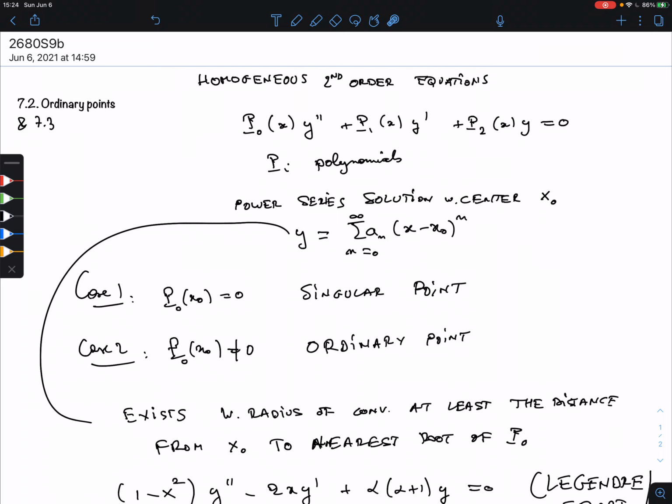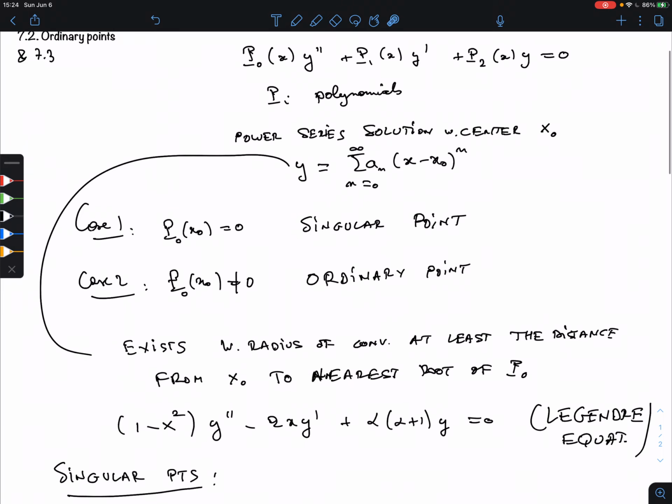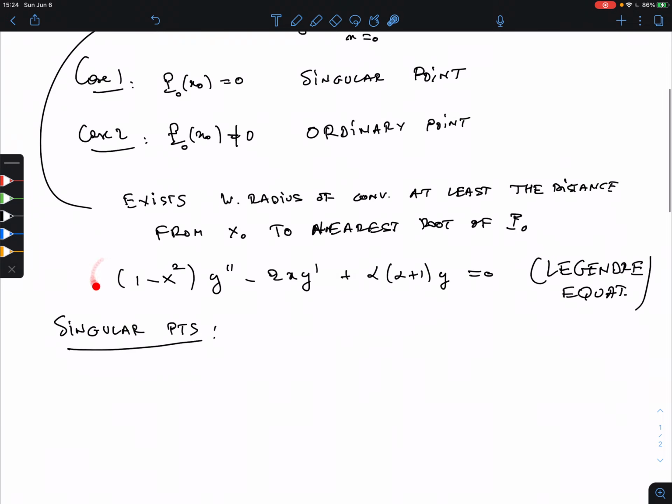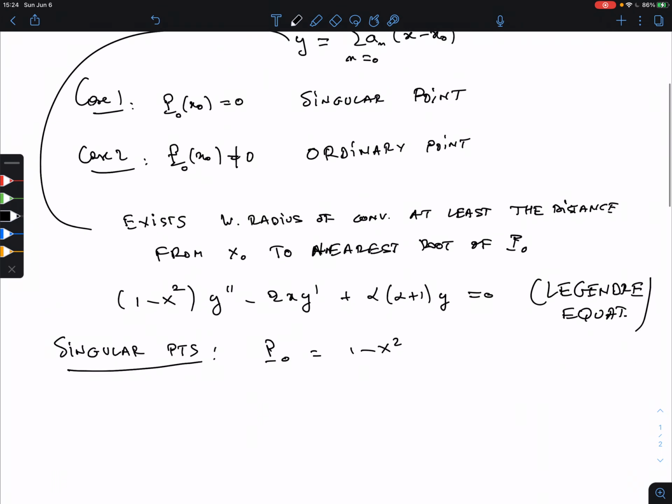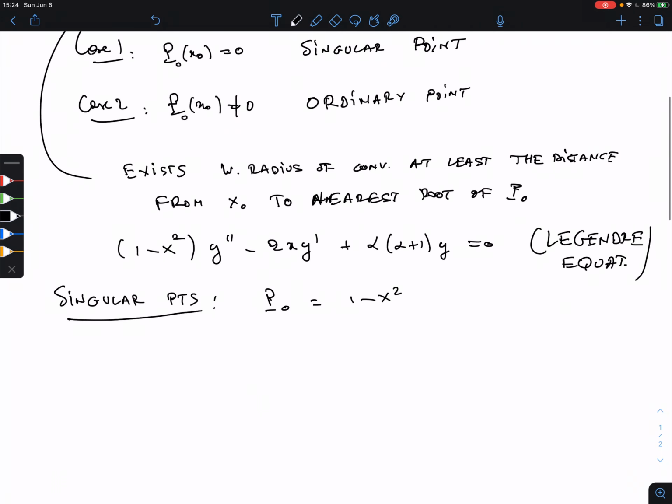Okay, these two don't matter. For now we are looking at the zeros of this first polynomial here. So we're talking about the zeros of 1 minus x squared. So here P0 is 1 minus x squared. It's better not to use this formula with P0 and P1, and just say it's the one that goes with y double prime. So the singular points are the roots of this polynomial, which is of course easy.